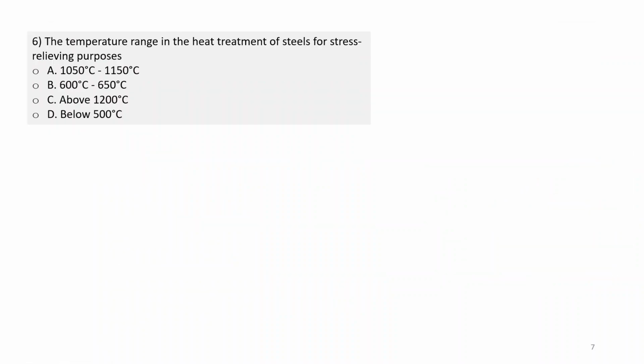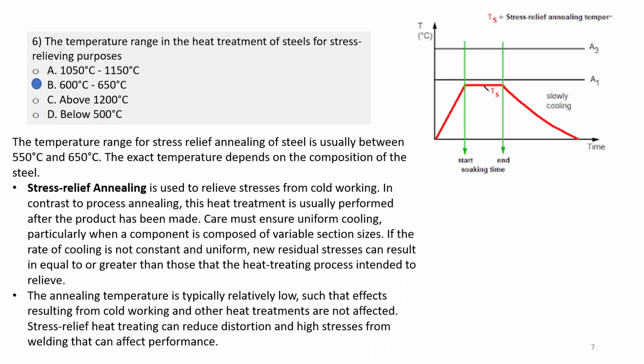Next question is the temperature range in the heat treatment of steels for stress relieving purpose. Options are 1050 degrees C, 1150 degrees C, 600 degrees C to 650, above 1200 or below 500 degrees C. So above 1200 degrees C you will be having diffusion annealing, and process annealing will be around 500 degrees Celsius. Stress relieving will be between 600 and 650 degrees Celsius. So B will be the correct answer.